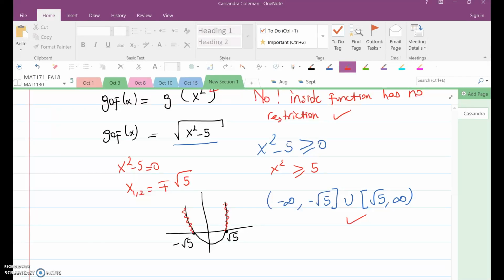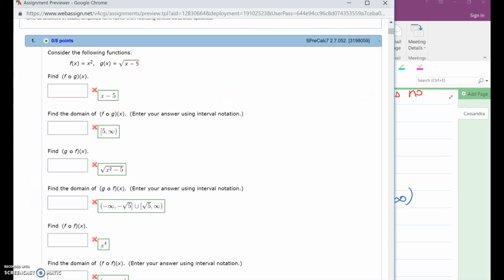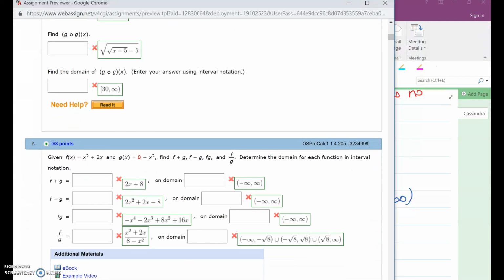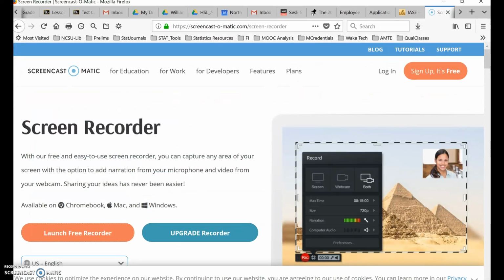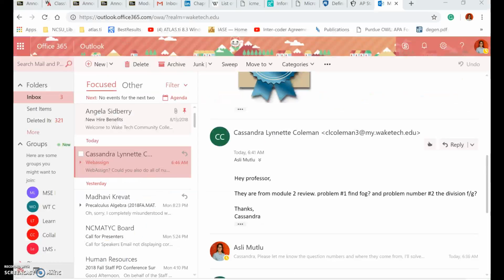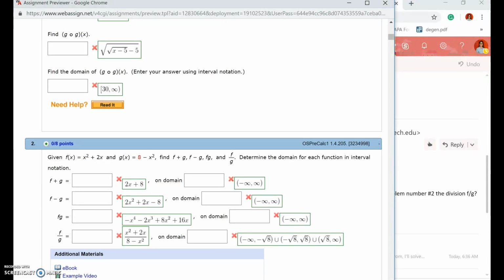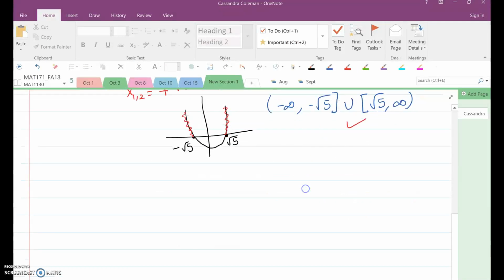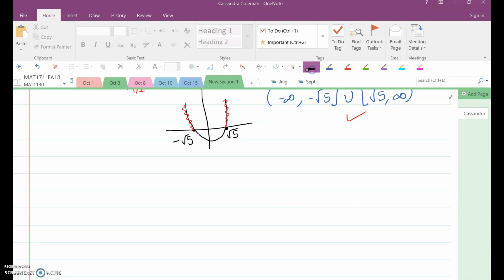All right, so this was that, it was here, it's asking f of f. Now we're going backwards there. And what was your next question? Let's have a look again. Sorry. Question 1. And the problem number 2, division of f over g of x. Okay. Let's have a look. So this is number 2 now.